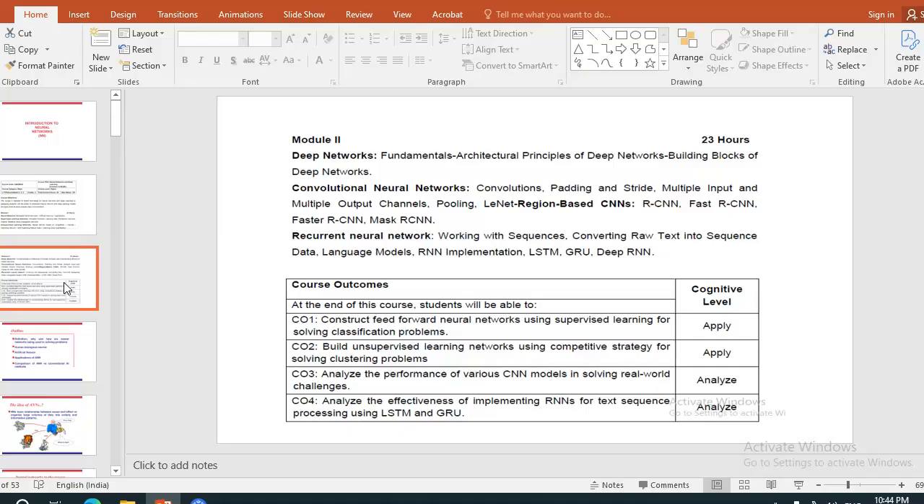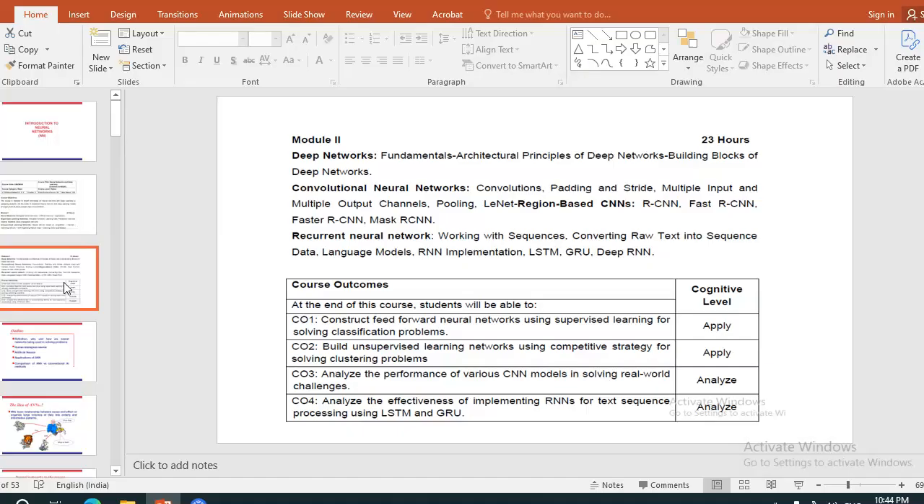In the deep learning model, first is deep networks. In that, first we are going to study the fundamentals of deep learning: what are the input layers, what are the output layers, and what about the other layers. Then architectural principles of deep networks and building blocks of deep networks. This we are going to study in the second module, first portion.